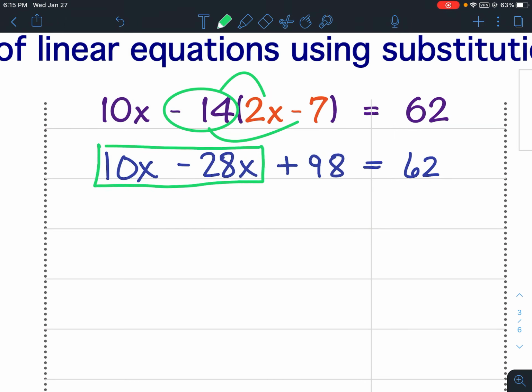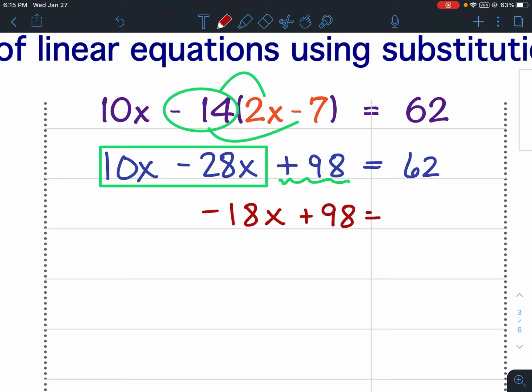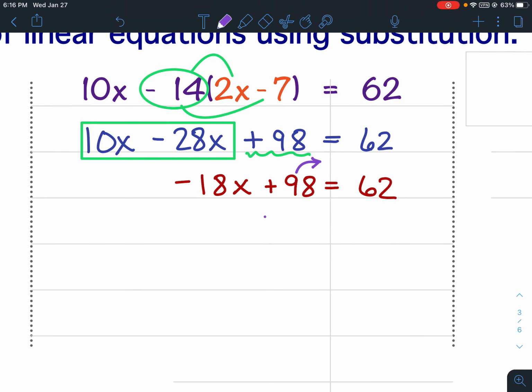Combine like terms. 10x minus 28x would give me negative 18x. Bring down the plus 98. Bring down the 62. Now this is a two-step equation. I've got my variable term on the left. I have 2 constant terms, so I'm going to take this constant term to the right. Since it is a positive 98, I'm going to subtract 98 from both sides.